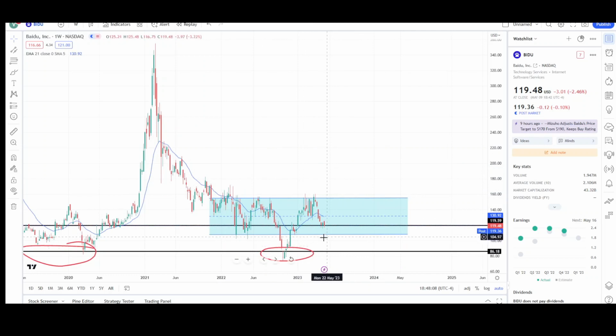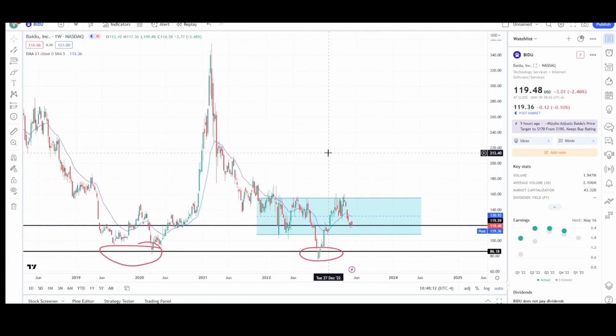But right now, we're probably going to be seeing more sideways trading in the future for Baidu and most Chinese stocks. This is Vee Trades, and thank you for your time.